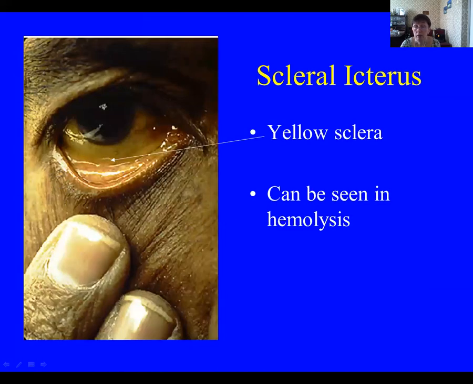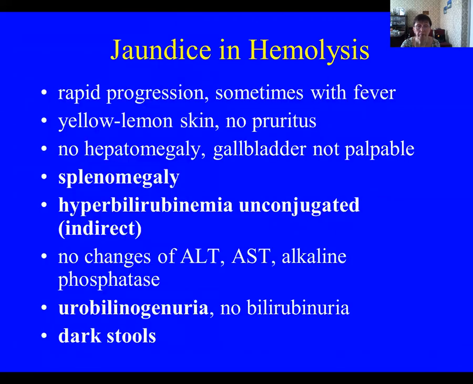And of course, the sign of hemolysis and hemolytic anemia will be icterus or jaundice. And first of all, we should pay attention to the sclera and conjunctiva. They are yellowish in hemolytic anemia and hemolytic jaundice. And here we can pay attention to the specific features of the jaundice in hemolysis. First of all, it is rapid progression, sometimes with fever, lemon-yellow skin, but without pruritus.